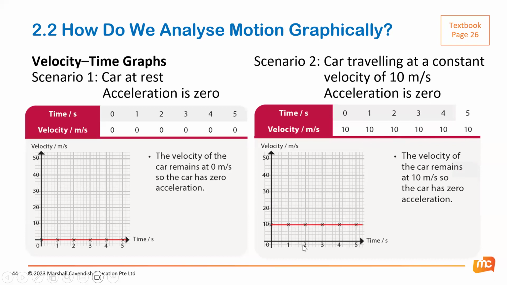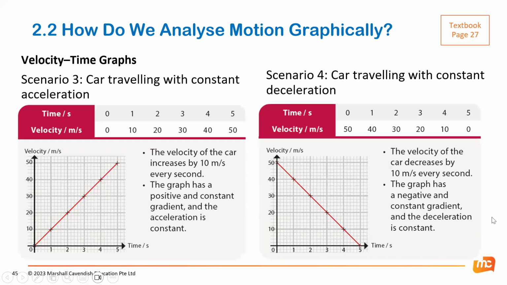Okay, but this flat line will not be at 0. This flat line will be at the constant velocity of 10. That means at every 1 second, the velocity is always at 10. So this is what I mean by constant velocity, 0 acceleration.